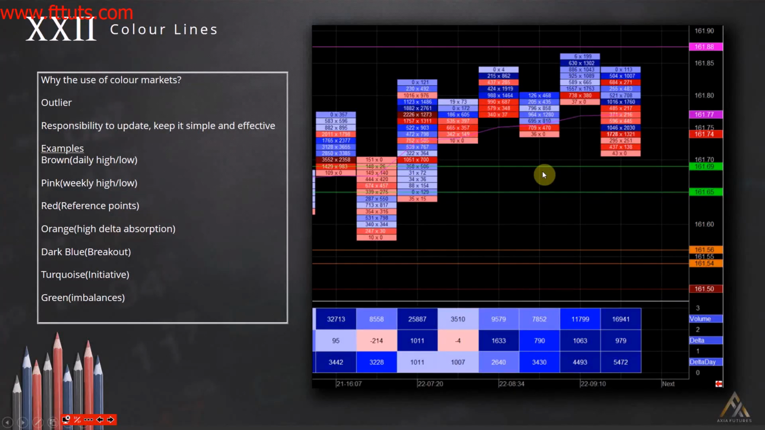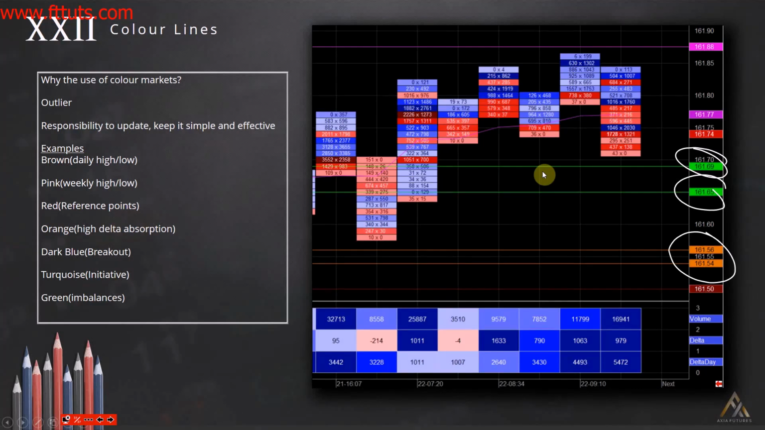Now our last principle is all about color lines. Why do we use color lines? It's simple. You use color lines so that you can easily and quickly identify what each price represents. When you look at a footprint, if you have different color lines, you can straight away say, that's a high of yesterday, that's a weekly low, etc. So color lines simply identify a price.